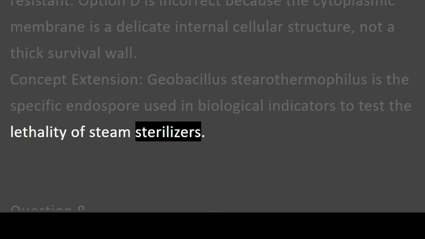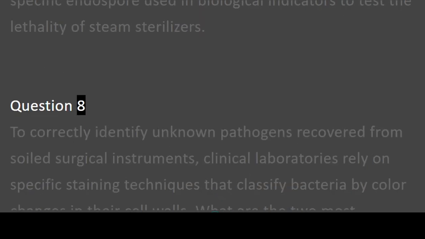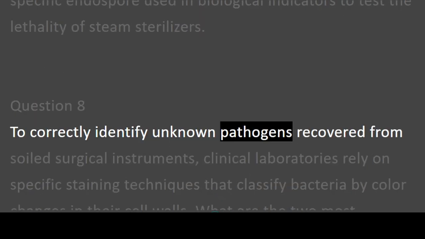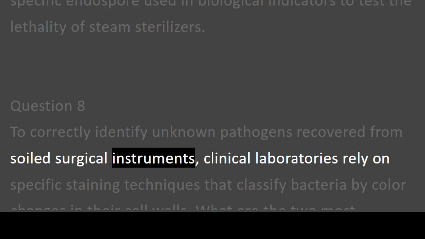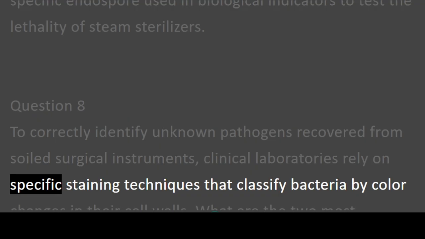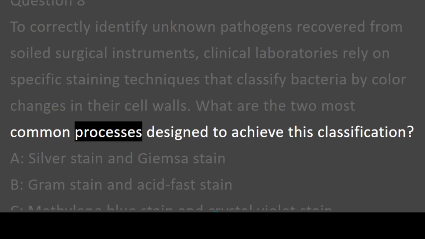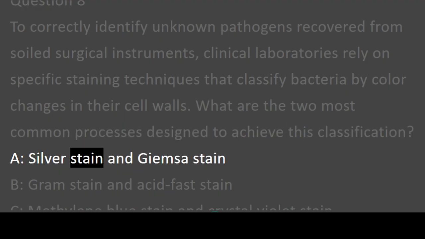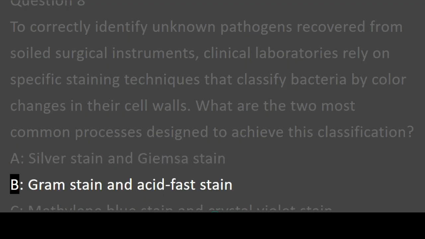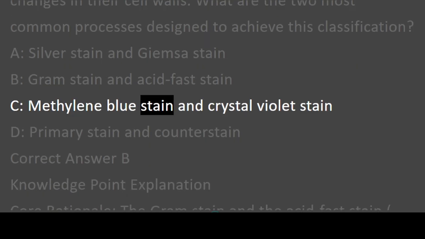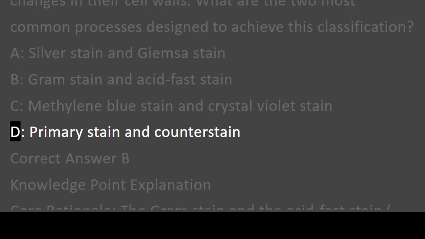steam sterilizers. Question 8. To correctly identify unknown pathogens recovered from soiled surgical instruments, clinical laboratories rely on specific staining techniques that classify bacteria by color changes in their cell walls. What are the two most common processes designed to achieve this classification? A. Silver stain and Giemsa stain. B. Gram stain and acid-fast stain. C. Methylene blue stain and crystal violet stain. D. Primary stain and counter stain.